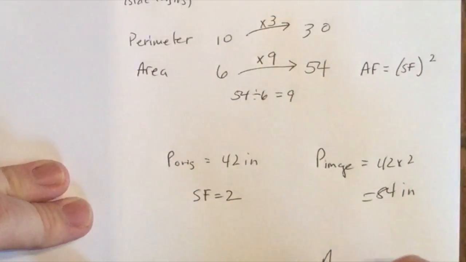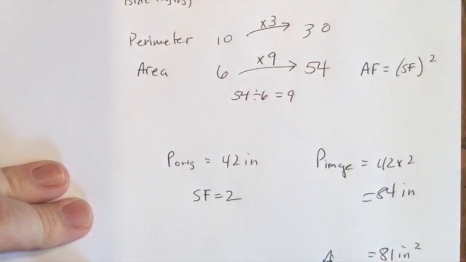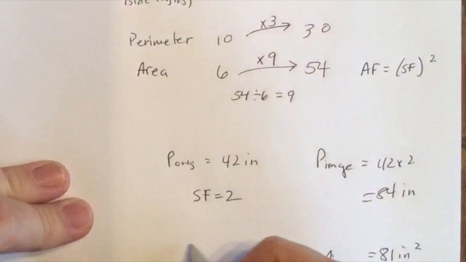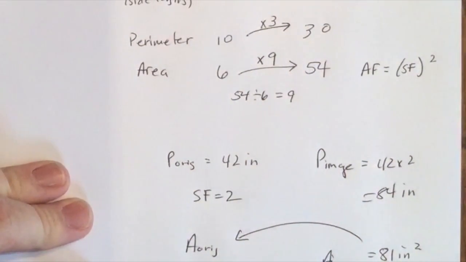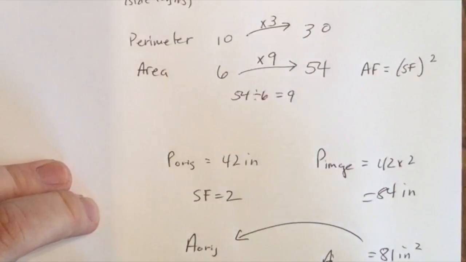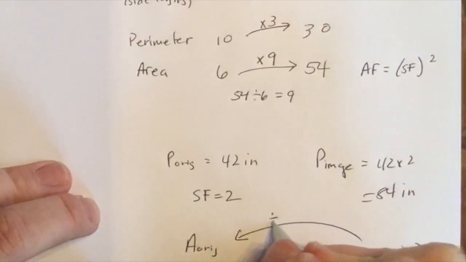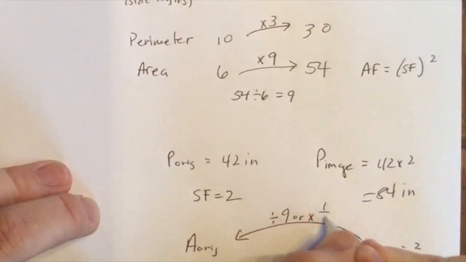Let's say this time I give you that the area of an image was, how about 81 inches squared, okay? And the scale factor is times 3. How do I find the area of the original? Well, this time I'm going the opposite direction. So I know if I were to go from original to image, if the scale factor is 3, that means the area would get times 9. So going the opposite way, I can divide by 9 or multiply by 1/9.